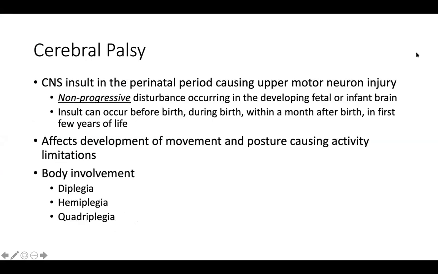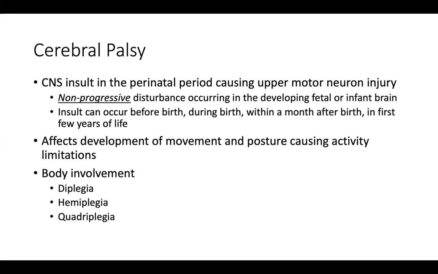So cerebral palsy is a central nervous system insult. It occurs in the perinatal period, and it causes an upper motor neuron injury. It's a non-progressive disturbance that occurs at some point in the developing fetal or infant brain. It can occur anytime before birth, during birth, or within the first few years of life. And this insult affects the development of movement and posture, which causes varying degrees of activity limitations.